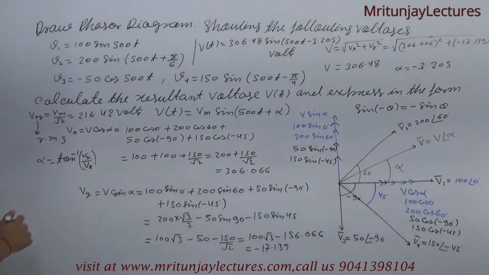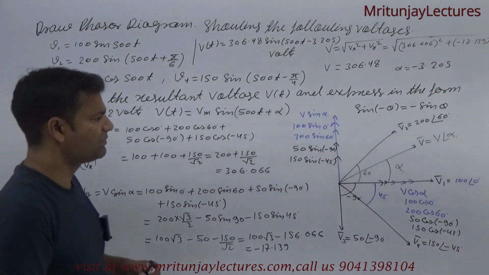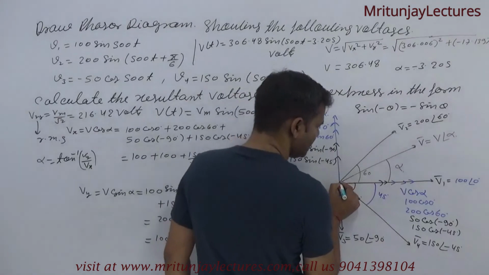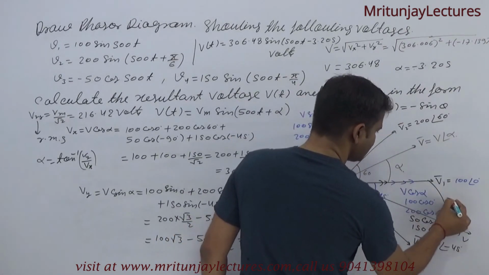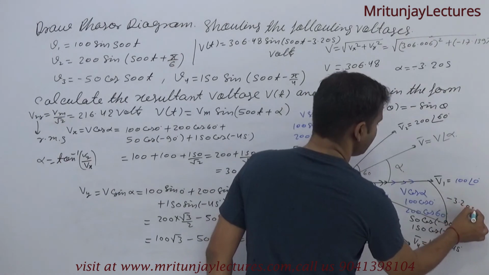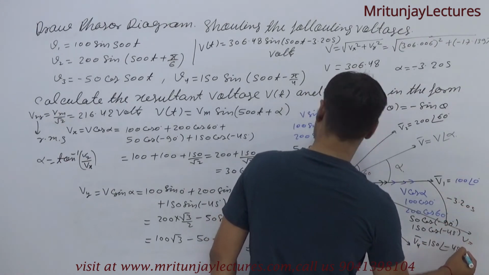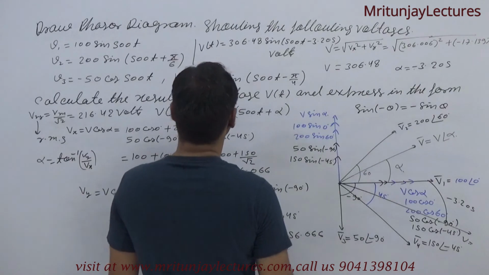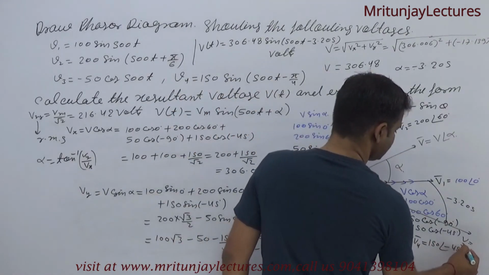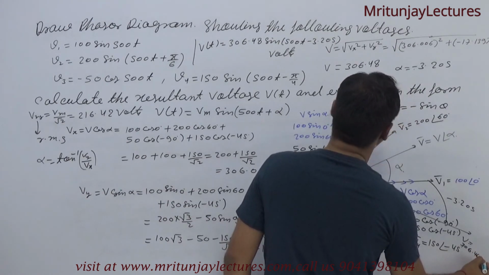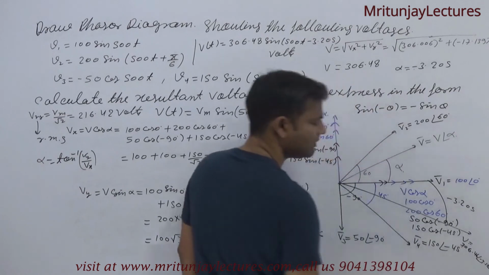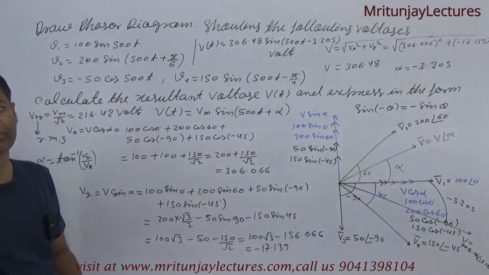Then we got alpha is negative. So what about the resultant? Basically draw here, this angle is minus 3.205 and V is written as 306.48 at the angle minus 3.205. Okay, if you want to make it, so first of all make it.